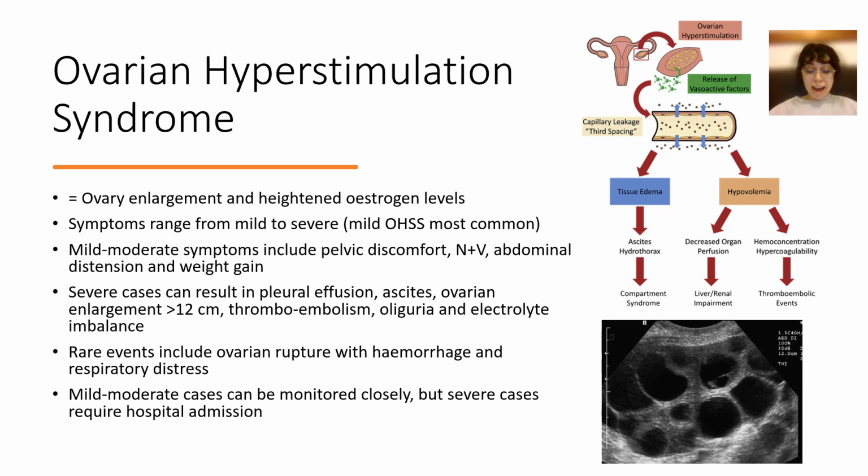And there are also some really rare serious events that can occur, including ovarian rupture with hemorrhage and respiratory distress, again, all of which need to be managed in hospital.